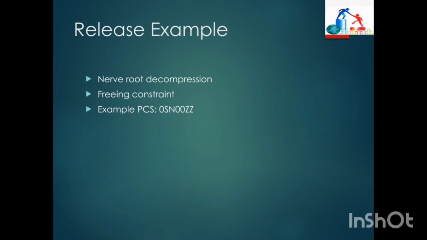An example of this in coding terms is the PCS code 0SN00ZZ, which helps us document the specific procedure. For a release example, imagine gently removing tissue or bone that's pressing on the nerve. This is a delicate but crucial step in restoring nerve function. Overall, this process is vital in spinal surgeries to ensure the patient regains nerve health and reduces symptoms.